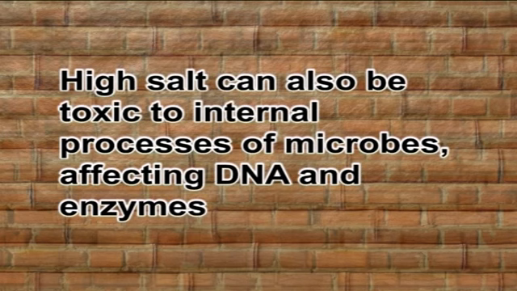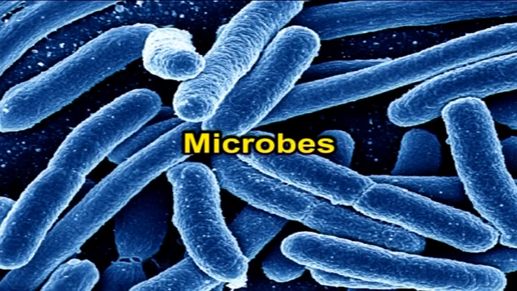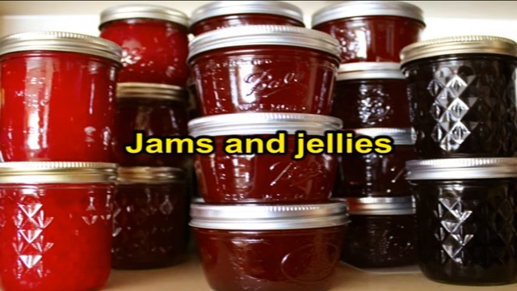Salt kills microbes. High salt is toxic to most microbes because of the effect of osmolarity or water pressure. In very high salt solutions, many microbes will rupture due to the difference in pressure between the outside and inside of the organism. High salt can also be toxic to internal processes of microbes, affecting DNA and enzymes. Solutions high in sugar also have the same effects on microbes, which is why it is used as a preservative of foods such as jams and jellies.